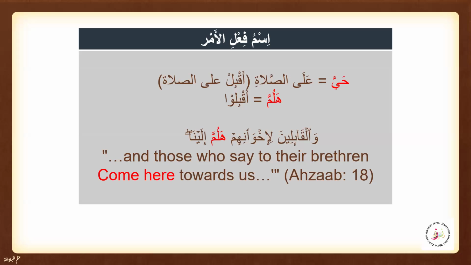Hayya ala salah, akbil ala salah, and halumma, which means akbilu. وَالْقَائِلِينَ لِإِخْوَانِهِمْ هَلُمَّ إِلَيْنَا. And those who say to their brethren, come here towards us. So what is this ism fi'l amr?